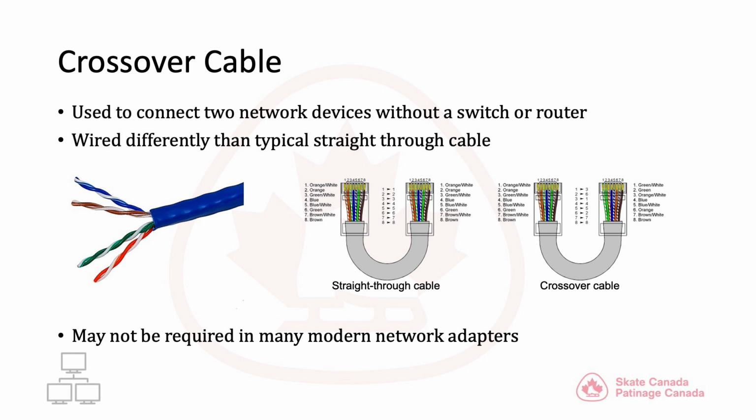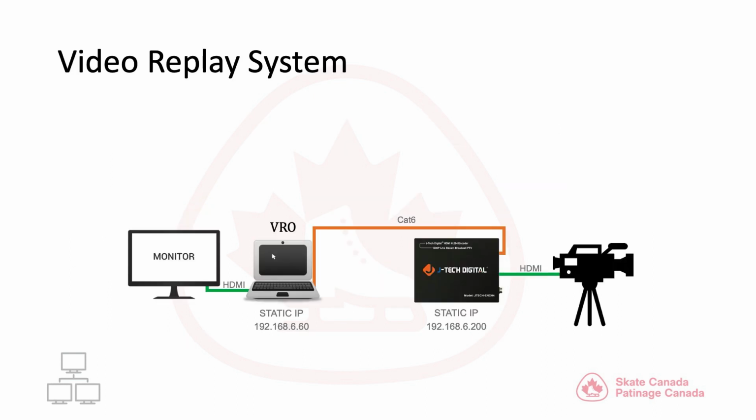As far as I've been able to tell, the JTAG box that's used by Skate Canada, Skate Ontario, and likely some other sections, does have automatic crossover detection. So as long as your laptop's network adapter also has this capability, then you should be fine to use a direct connection using a straight-through cable. That is, no crossover cable is needed.